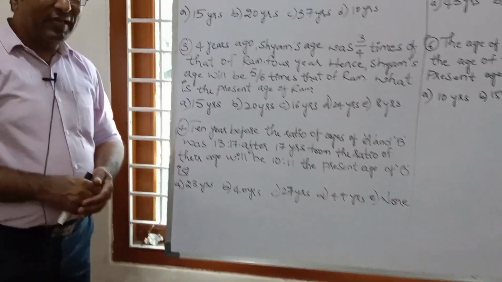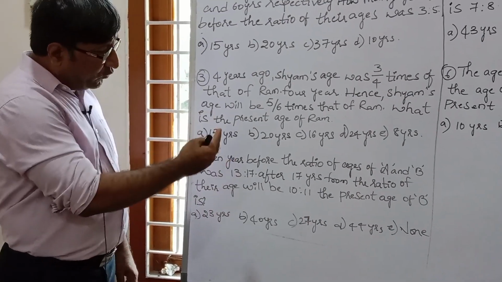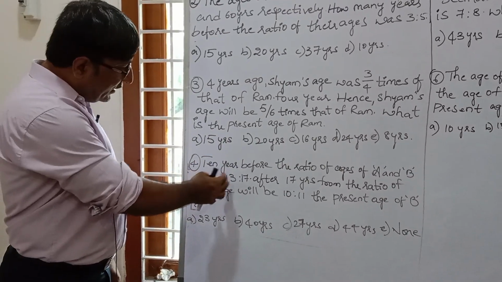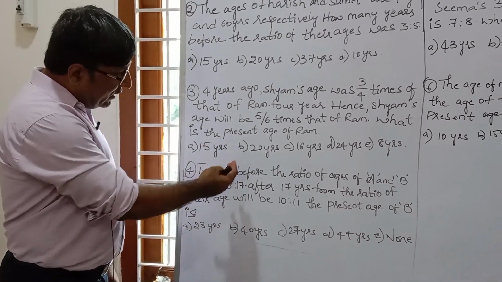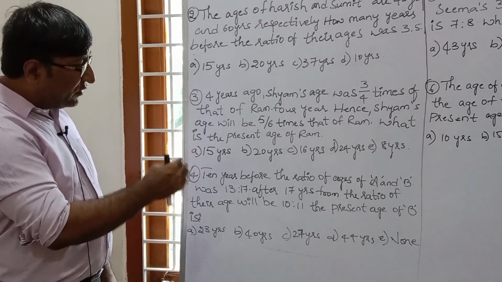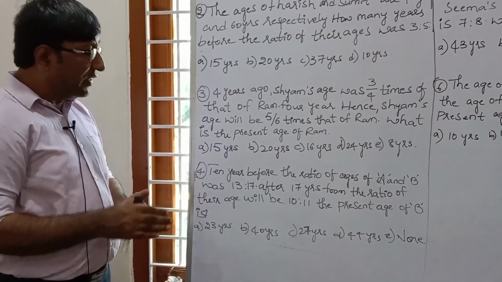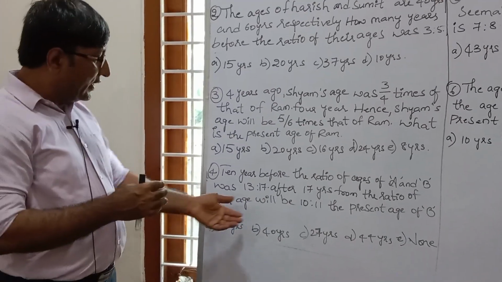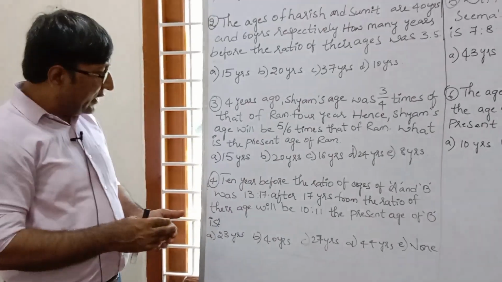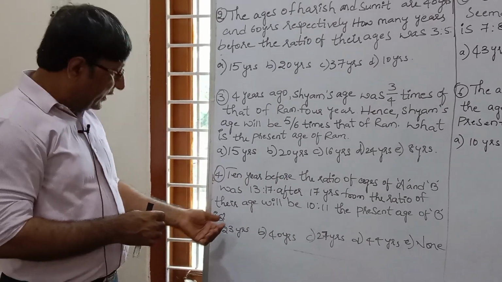In the same way, there is a fourth question. The fourth question is what? 10 years before, the ratio of the ages of A and B was 13:17. That means 10 years before, the ratio of the ages of A and B was 13:17. Now after 17 years, the ratio of their ages will be, there are two persons A and B, so the ratio of their ages will be what? 10:11. Then you have to find the present age of B.